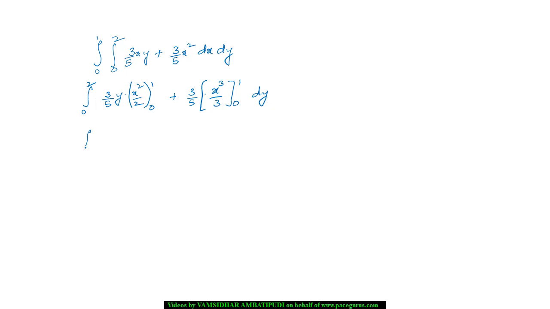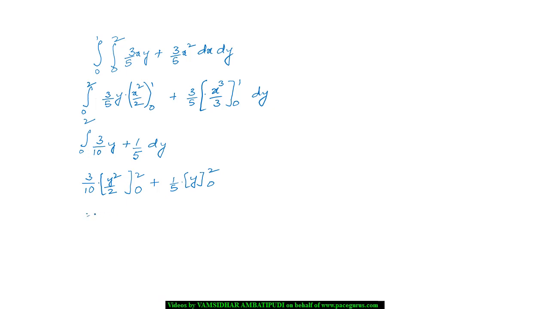So this would be remaining as 0 to 2 times 3/5 into 1/2 minus 0. So 3/5 y into 1/2, which is 3/10 y, and this is 3/5 into 1/3 minus 0, which is 1/5 dy. Now we are integrating this part. 3/10 times y is y²/2 integrated between 2 and 0, plus 1/5 into y again integrated between 2 and 0.